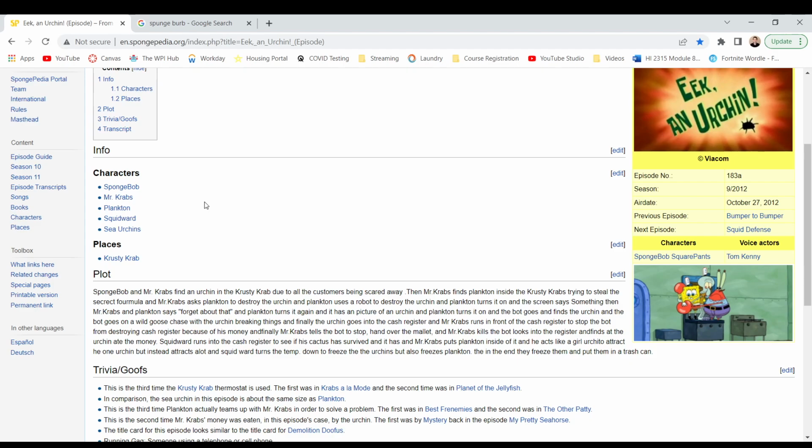Finally, the urchin goes in the cash register, and Mr. Krabs runs over to the cash register to stop the bot from destroying it because of the money. And finally, Mr. Krabs tells the bot to stop, hand over the mallet, and Mr. Krabs kills the bot, looks in the register, and finds the urchin ate all the money.